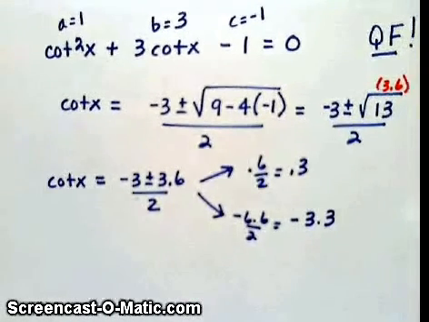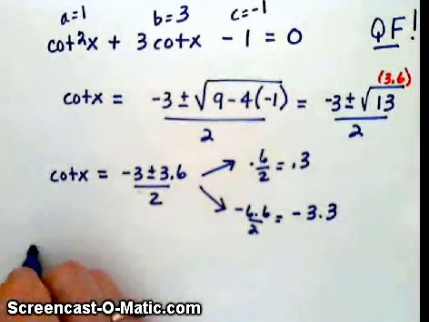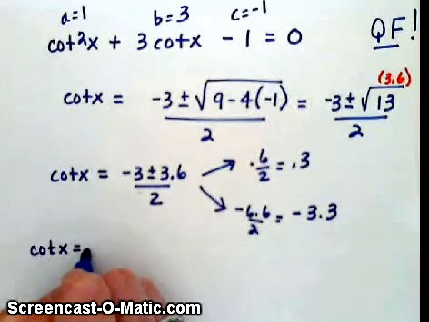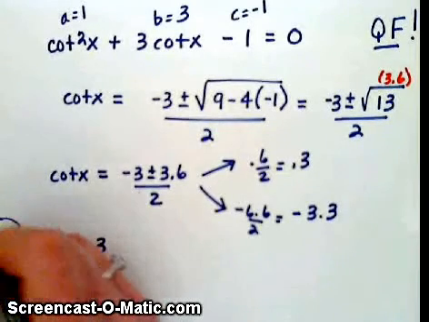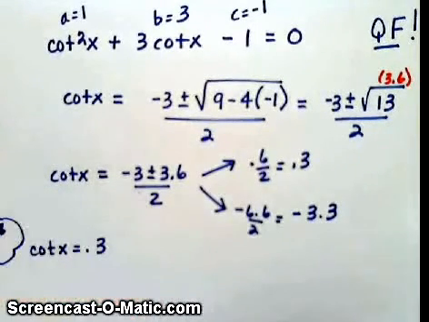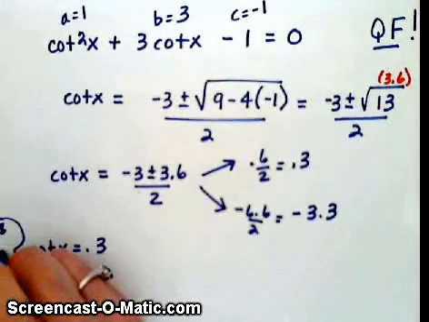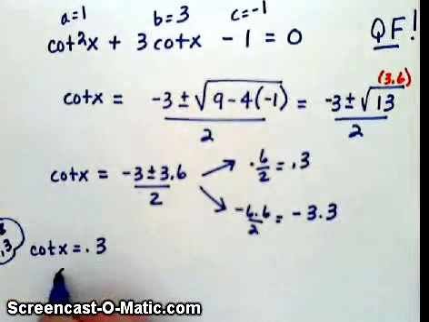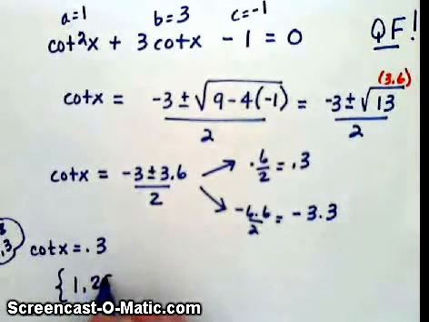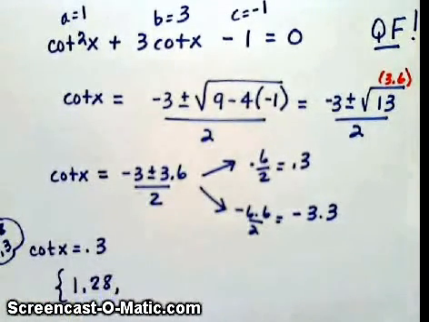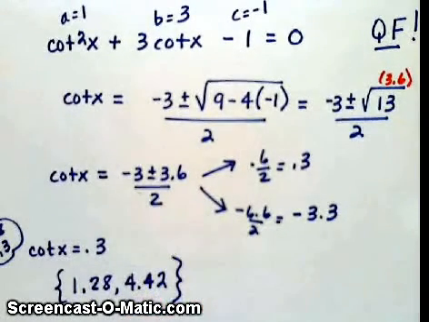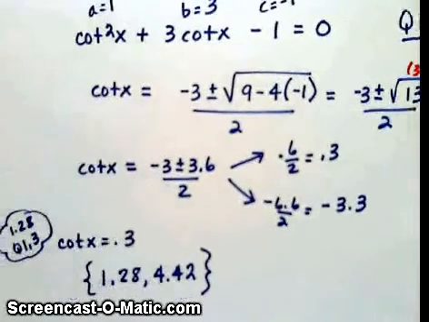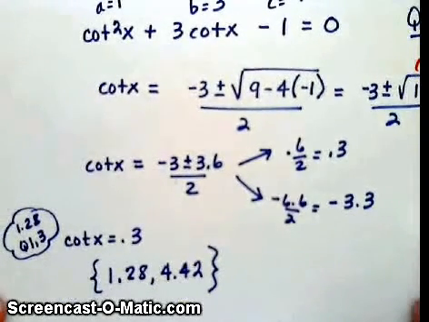Now keep in mind we're dealing with cotangent here. So let's just go through the two options. Cotangent x equals 0.3. Ask your calculator. Here's what it's going to tell you. The reference is 1.28. Cotangent is positive in quadrants 1 and 3. And so that is going to be 1.28 in the first and 4.42 radians in the third. That's 3.14 plus 1.28. Again, you can pause the video anytime and check out why that is the case.